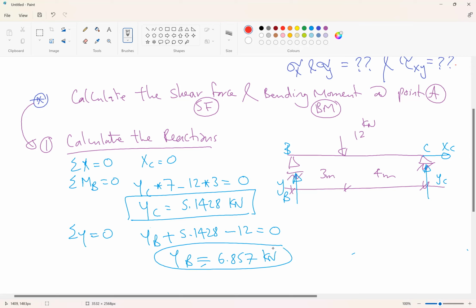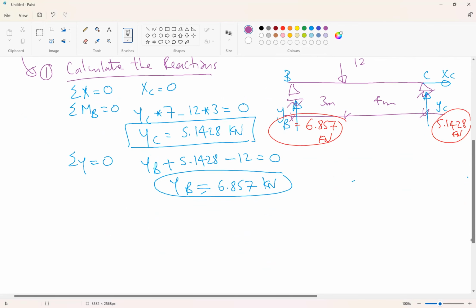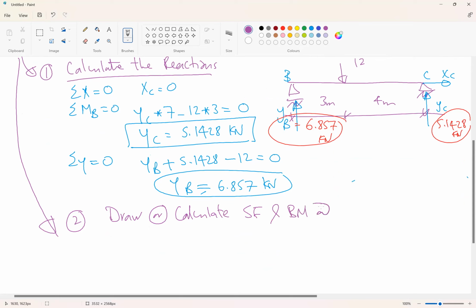So the reaction here equals 6.857 kilonewton. The reaction here is 5.1428 kilonewton. The next step will be to draw or calculate the shear force and bending moment at point A.